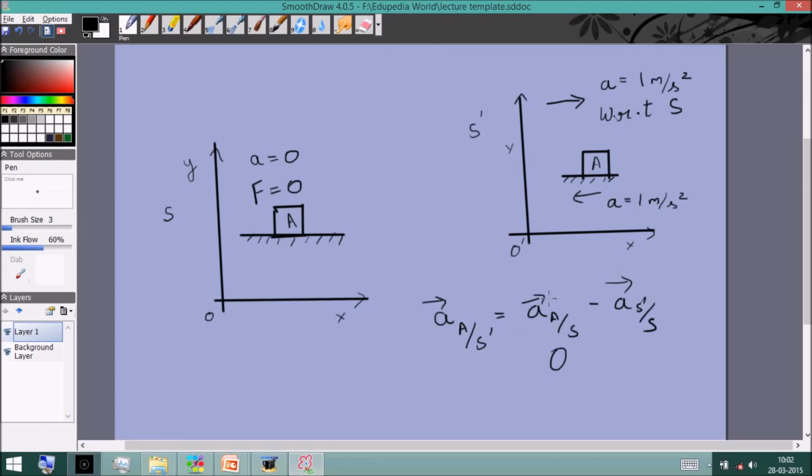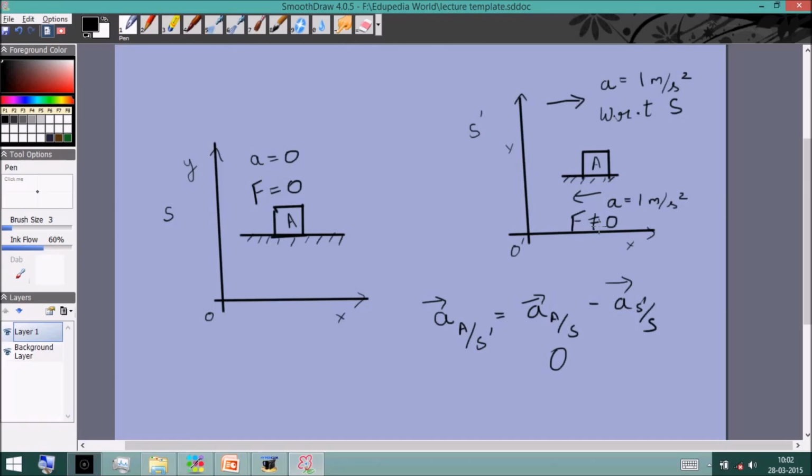The equation I've used is the acceleration of A relative to S dash is equal to the acceleration of A relative to S minus the acceleration of S dash relative to S. These are vector equations, by the way. The acceleration of A relative to S is 0. The acceleration of S dash relative to S is 1 meter per second squared towards the right. So the acceleration of A relative to S dash is 1 meter per second squared towards the left.